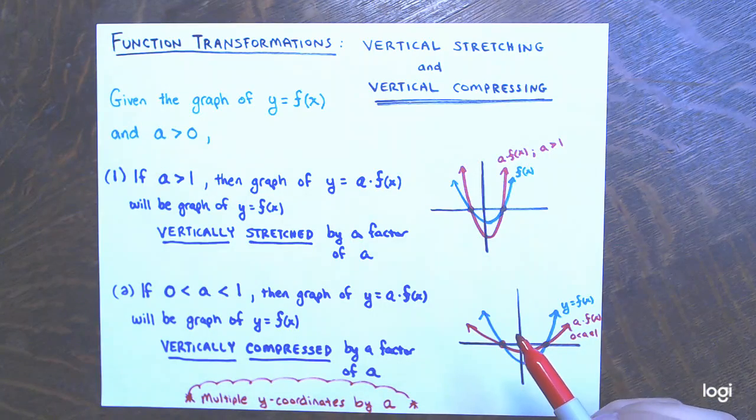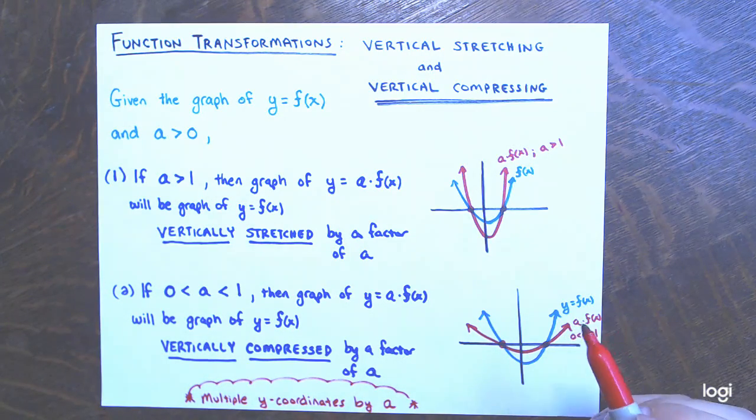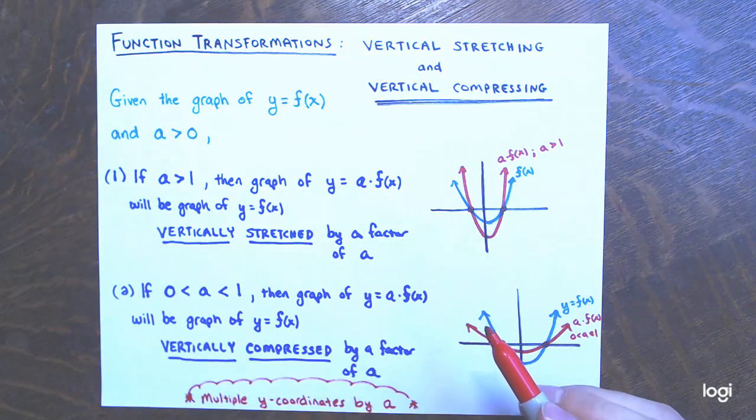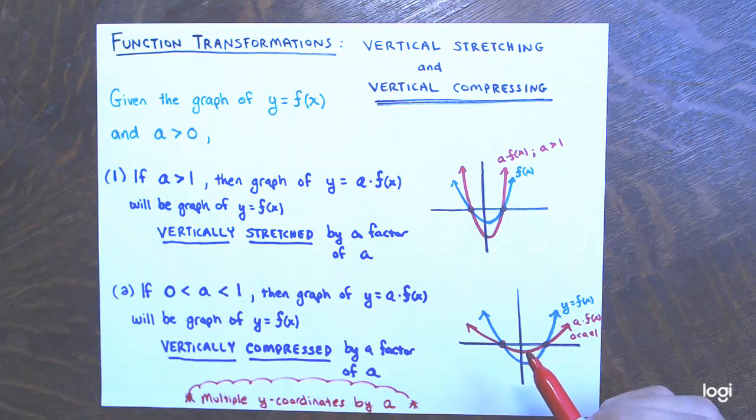So a little example picture here. Say again, this blue parabola looking thing is the graph of my original function, y equals f of x. And then I multiply all the y coordinates. I multiply this original rule by some number less than 1, like a half or 2/3 or whatever. All the points are now pushed closer to the x-axis, and we get a vertical compression.